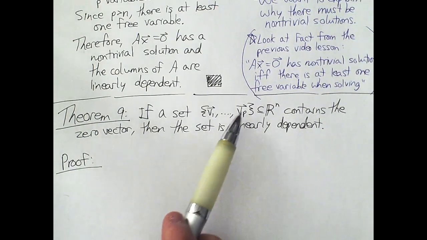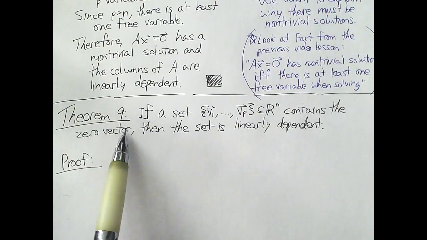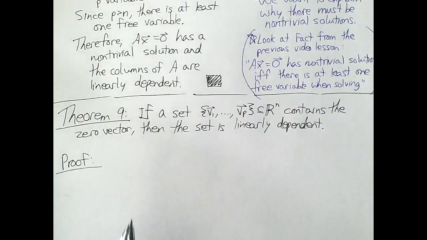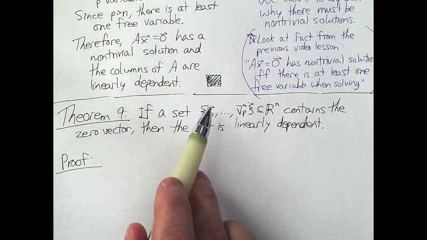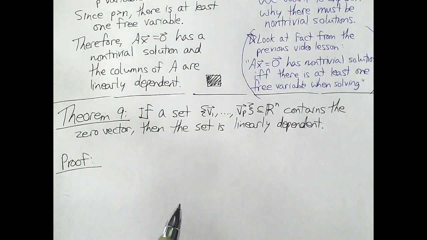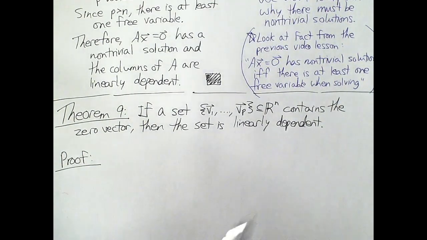There are P vectors, okay? And at least one of them is the 0 vector. Do we want to write a case for each? Like case 1, suppose V1 is the 0 vector. Case 2, suppose V2 is the 0 vector. Case 3, and then go all the way up to case P. That would be kind of messy.